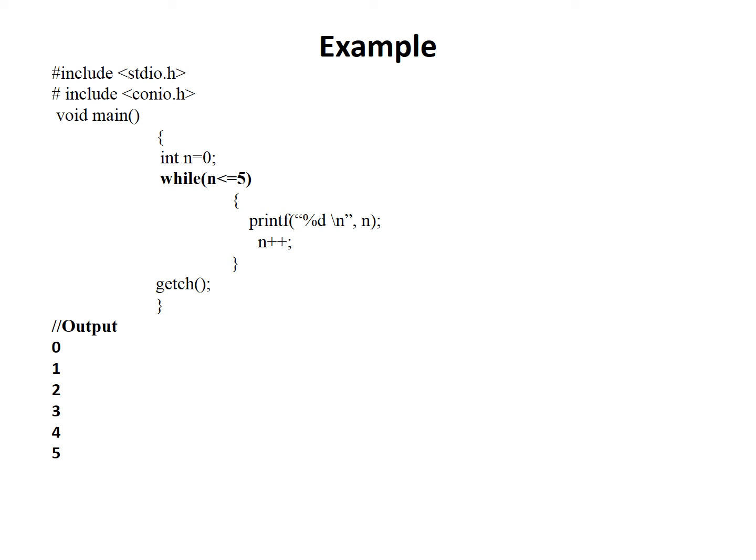But for the next iteration n becomes 6. So is 6 less than or equal to 5? The condition is false, and hence control transfers to the next line after the loop body, that is getch, and the program stops executing. We can take the output as the values of n from 0 to 5. This is, in short, how the while loop works.